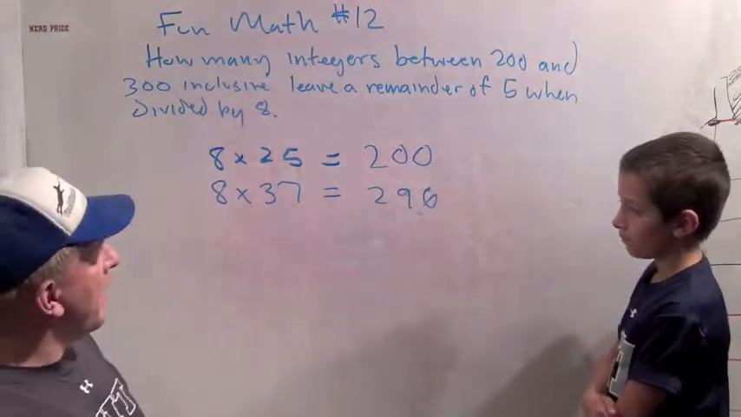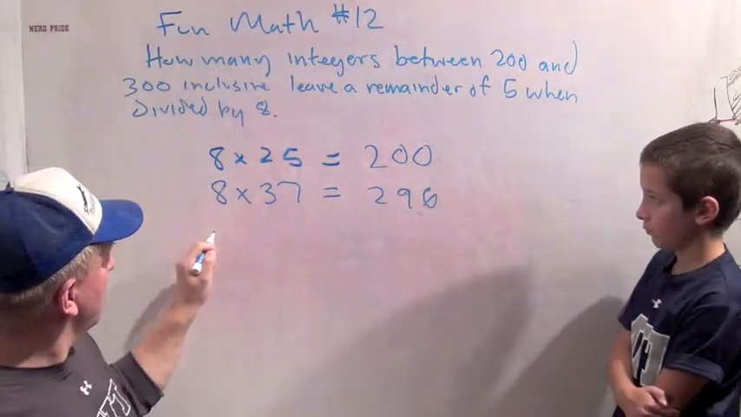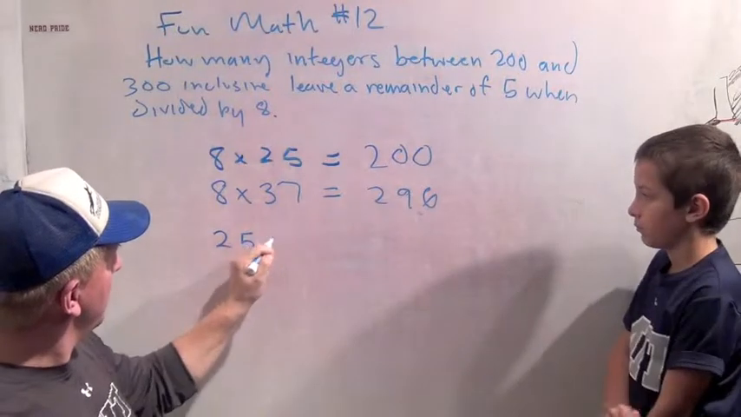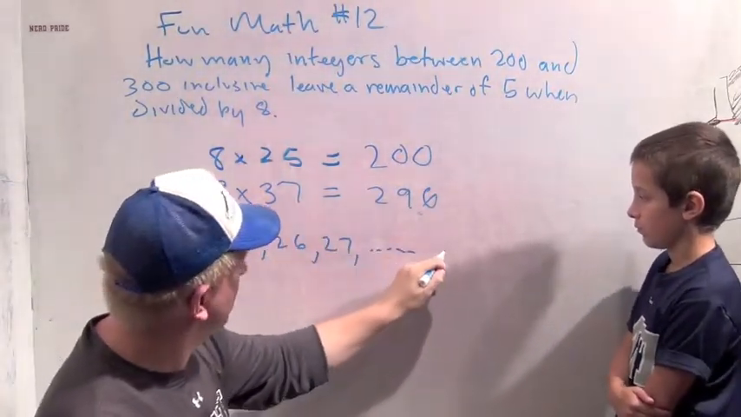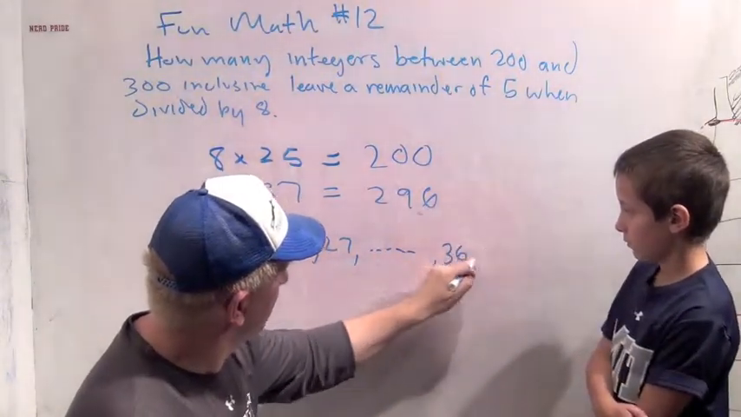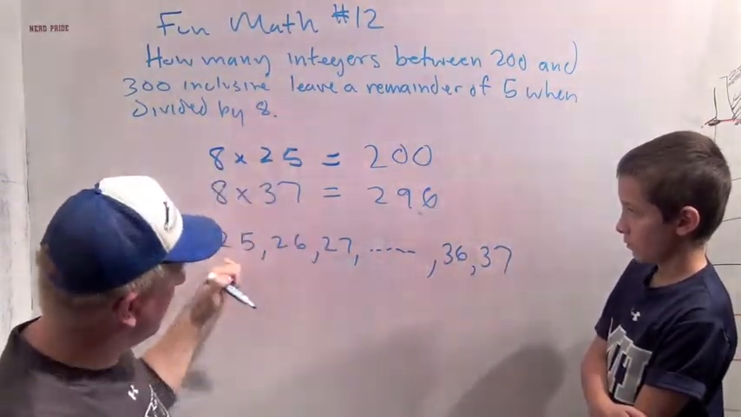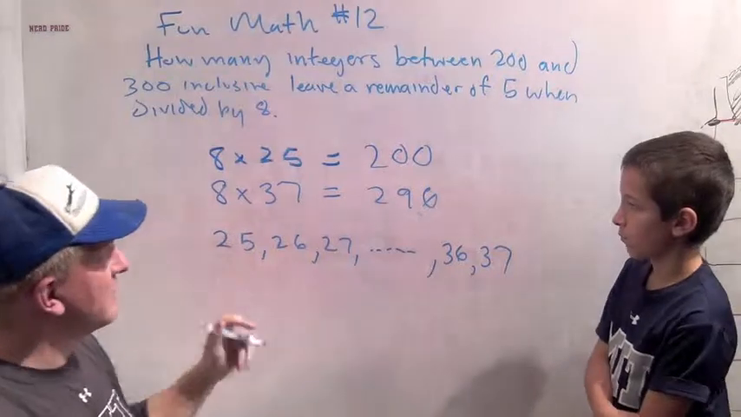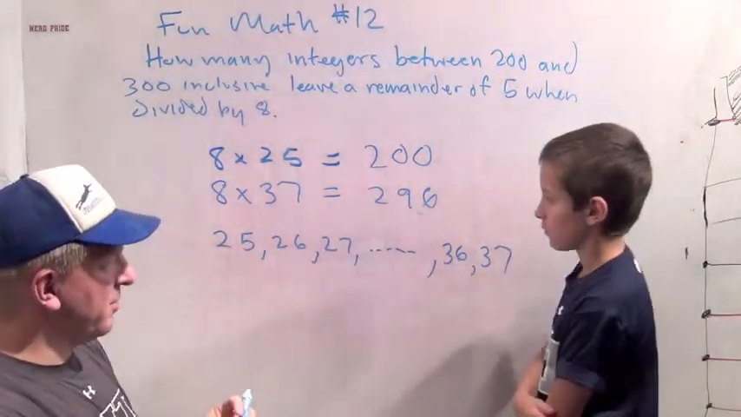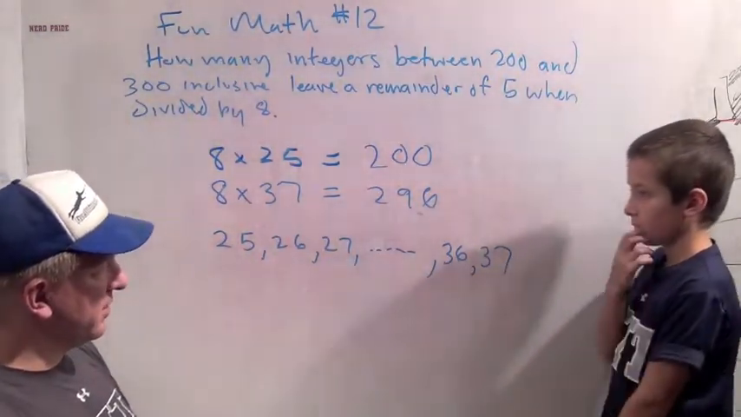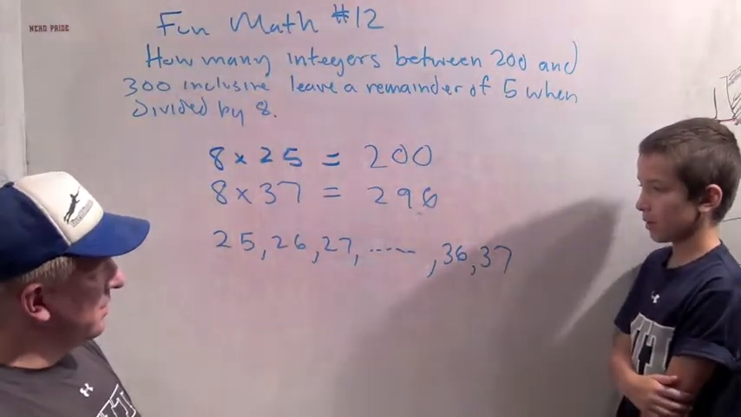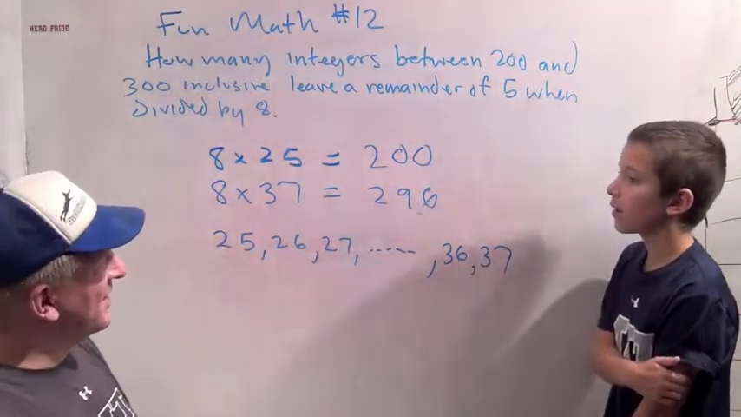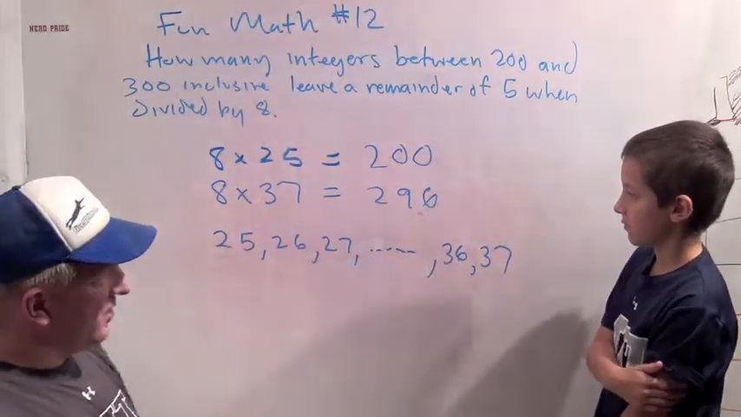Okay, so I have how many multiples of 8? When I count the numbers 25, 26, 27, all the way up to 36, 37. When I count the numbers from 25 up to 37, how many numbers are there? Do you remember how you count how many numbers there are? You can write it backwards, but that's a different trick. How do you count how many numbers there are here?